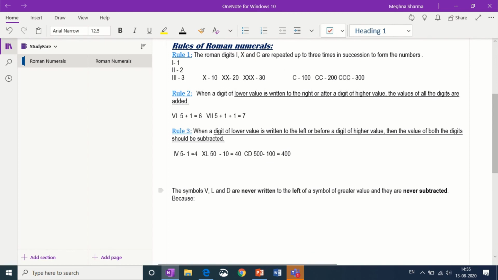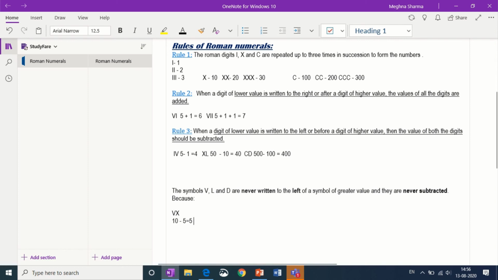The symbols V, L and D are never written to the left of a symbol of a greater value, and they are never subtracted. See, now why is this? Because now let us see. V and X. V is smaller than X. So in this case we have to subtract. V means 5, and X means 10. Now 10 minus 5 is equal to 5. In this case, why do this much? We can directly write 5.